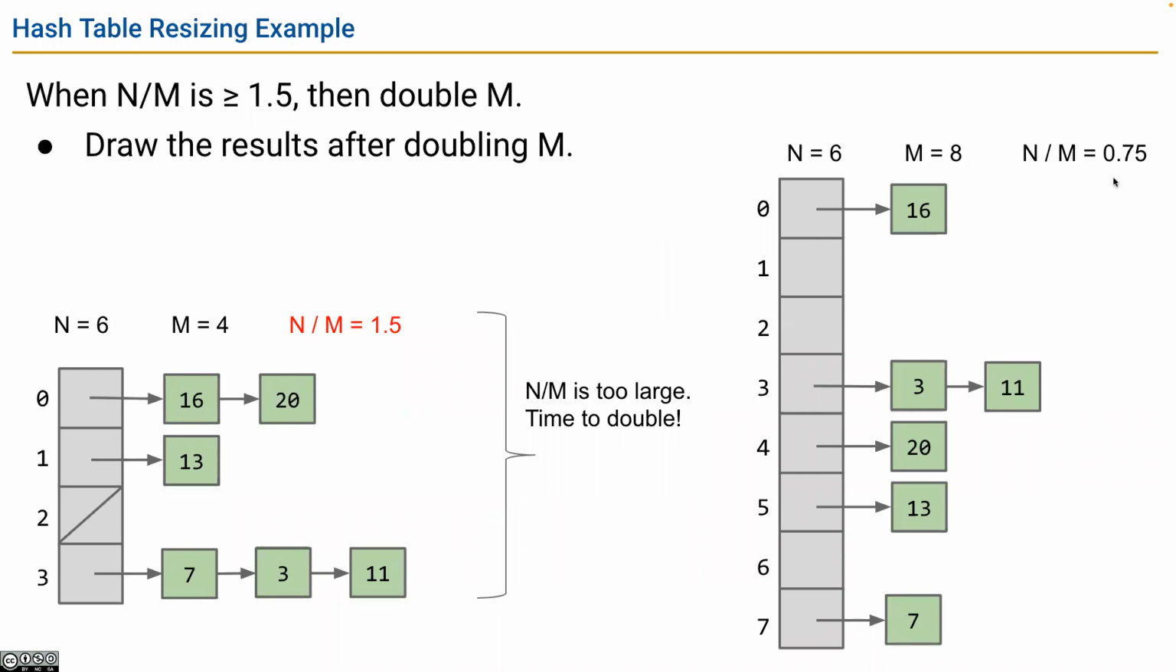After the resize, N over M is 0.75. So that's what I'll call the dynamic array of sets. Dynamic array of lists set. Questions about this?